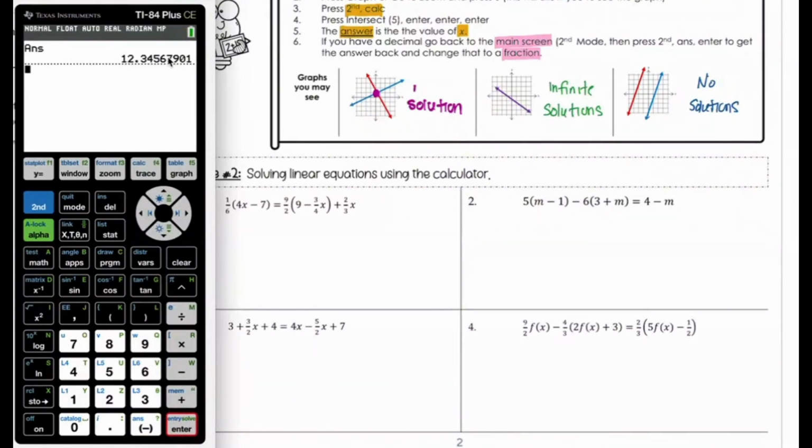And now to change this decimal into a fraction, we go to math, frac for fraction, enter, enter again, and there is my answer as exact as possible. So that's what I am going to write.